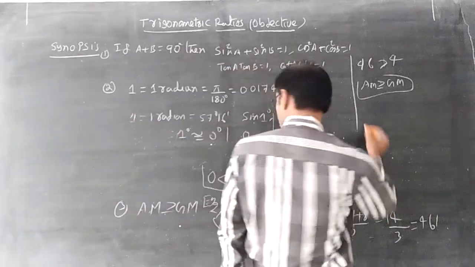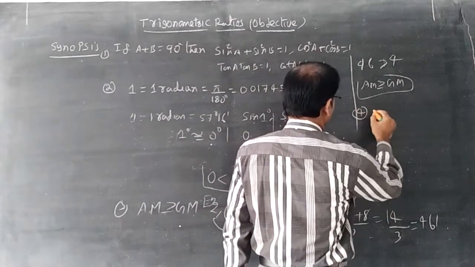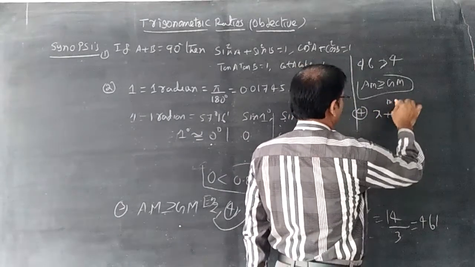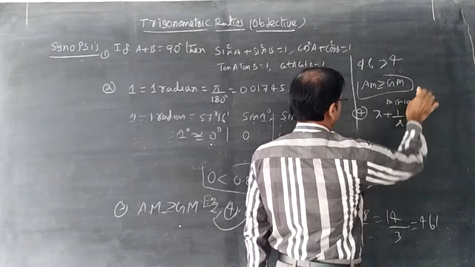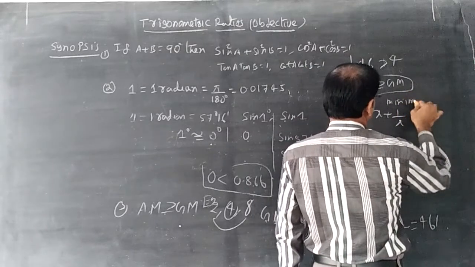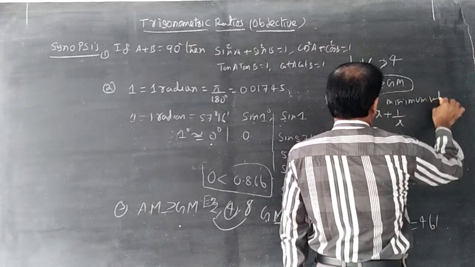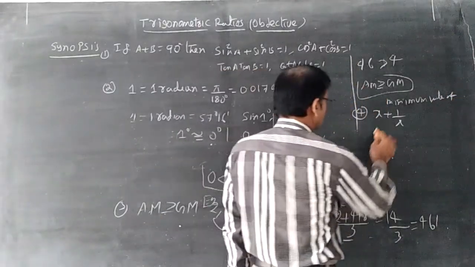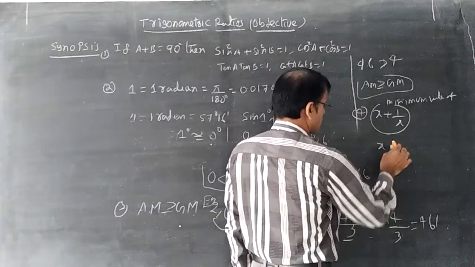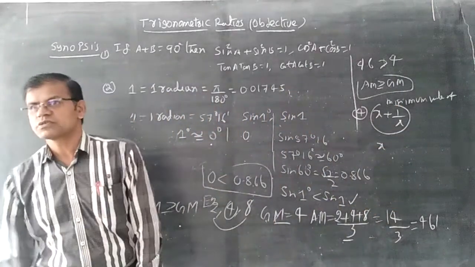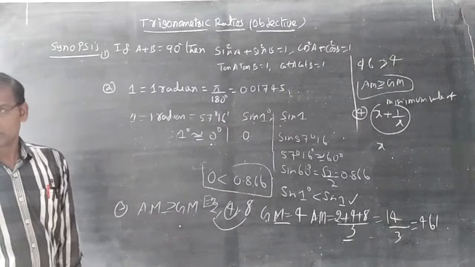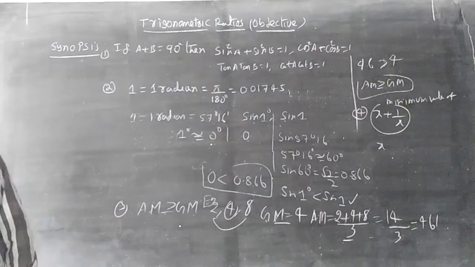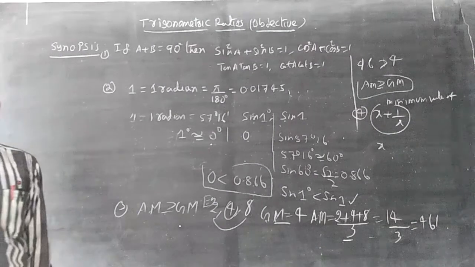Using this AM greater than or equal to GM, let us discuss the fourth formula, x plus 1 by x. So, the minimum value of x plus 1 by x. How can we take it? x and 1 by x are two terms, one term and its reciprocal. If you are unable to see this, sit here. Okay, no problem. x plus 1 by x.